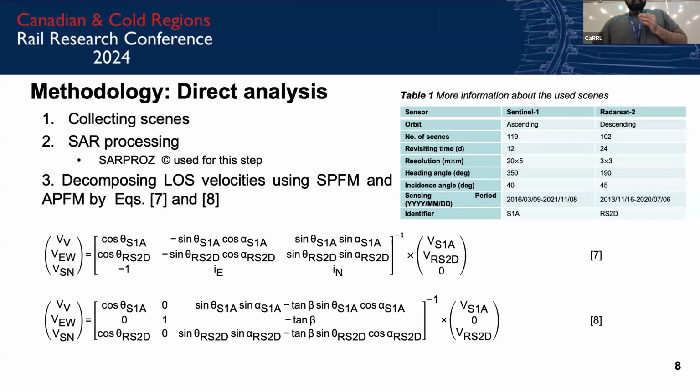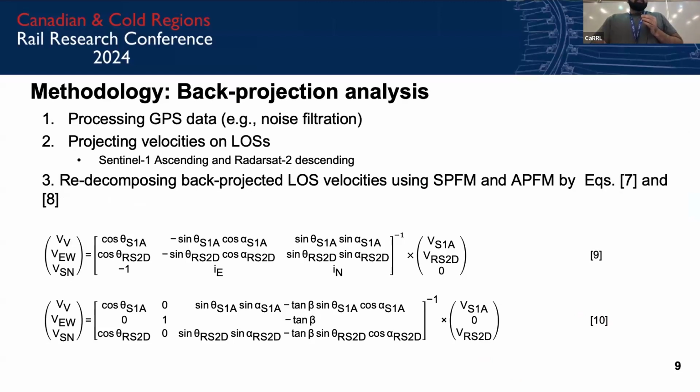The second methodological stream in this study is called back projection. In this approach, we took the GPS results, minimized the noise and outliers, and prepared them to be processable, and projected the velocities on the line of sight of Sentinel-1 and RADARSAT-2, and then decomposed them back again. While it may sound a little bit futile, this back projection analysis actually gave us an opportunity to study the impact of these decomposition methods isolated from other sources of error.